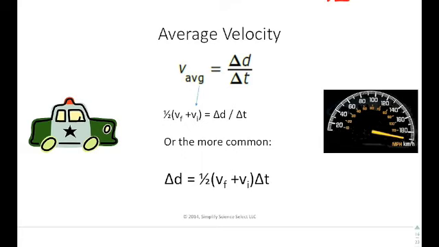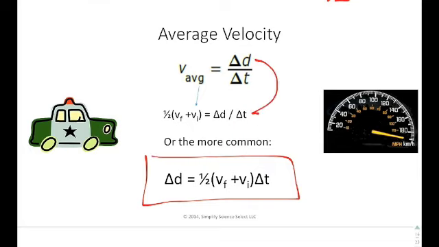Now, generally speaking, they rearrange this equation to this format right here. This is the more common version of this equation, but you can see where it comes from. It's just taking this and expanding the idea of what it means to be average. And so this is the equation that you use when the object changes velocity.